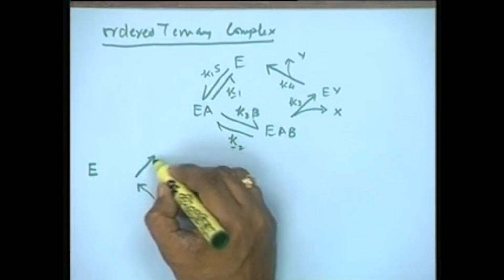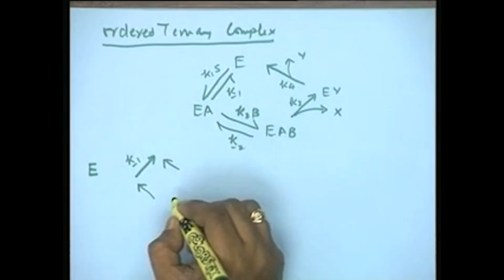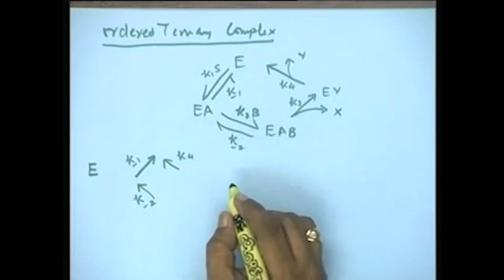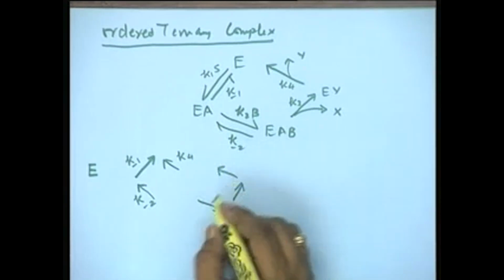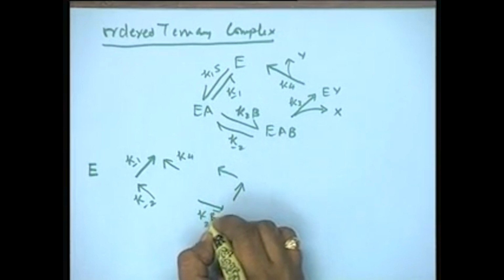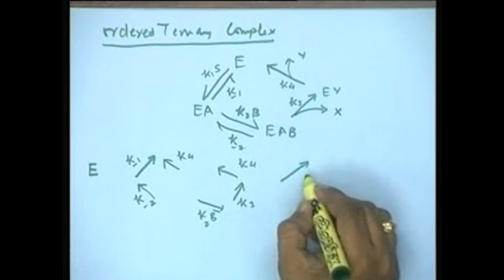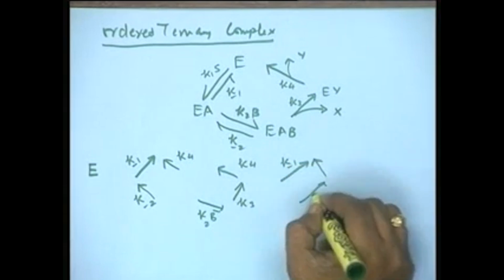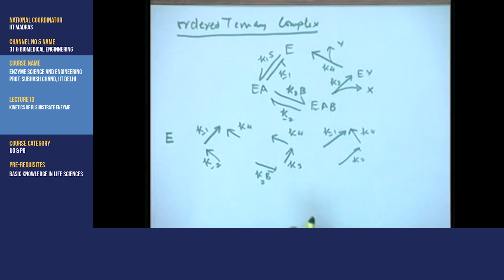One is that E can be synthesized in this route, that is K minus 1, K minus 2 and K4. The other is that it can also be synthesized in this form: K2 B, K3 and K4, and also K minus 1, K3, K4. These are the 3 possible patterns which are possible.